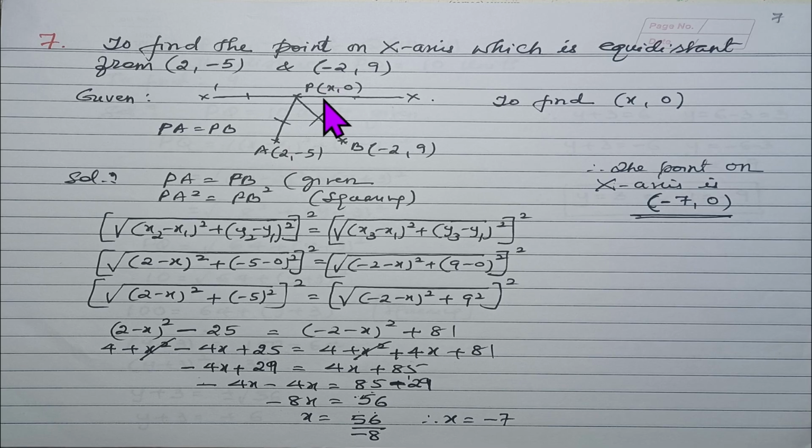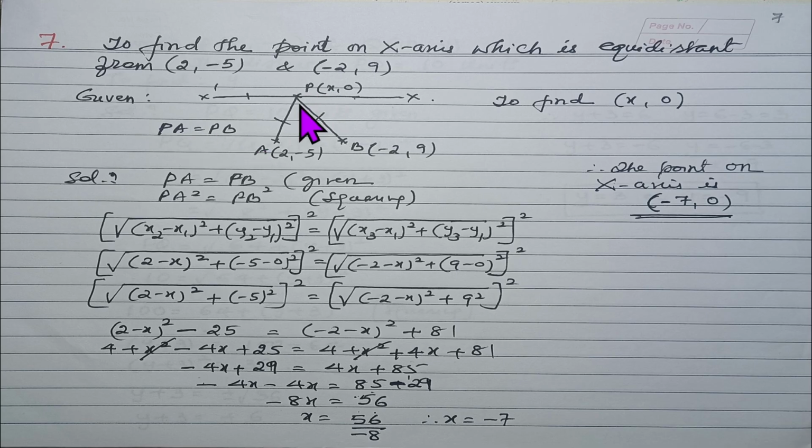That means the x coordinate is x and the y coordinate is 0. Now there are 2 points A and B, (2, -5) and B (-2, 9), which are equidistant from P. Now we have to find the coordinates of the point P which lies on the x-axis. That means we have to just find the value of x.